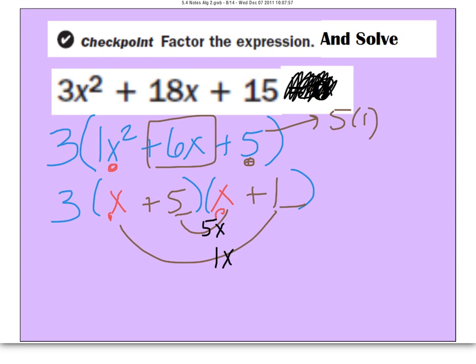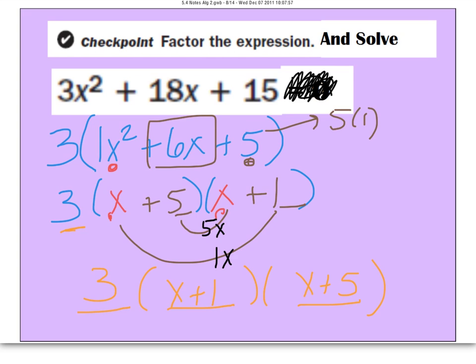Now for Schoology purposes, they're going to have 3 blanks. You're going to have the constant, then one binomial, and another binomial. We have that the constant value is 3, so you would type that. And then we're going to want, as we've been doing, the smaller number first. So if here plus 5 and plus 1, we'll put the x plus 1 first because that's smaller, and then x plus 5. And we would be completely factored.